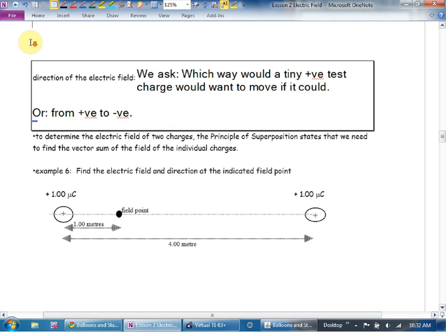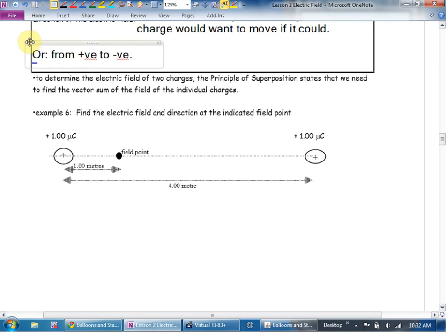So let's start doing some questions. What if we have two charges and I want to find the electric field? We use what we call the principle of superposition. What we do is we find the vector sum of the field of the individual charges.